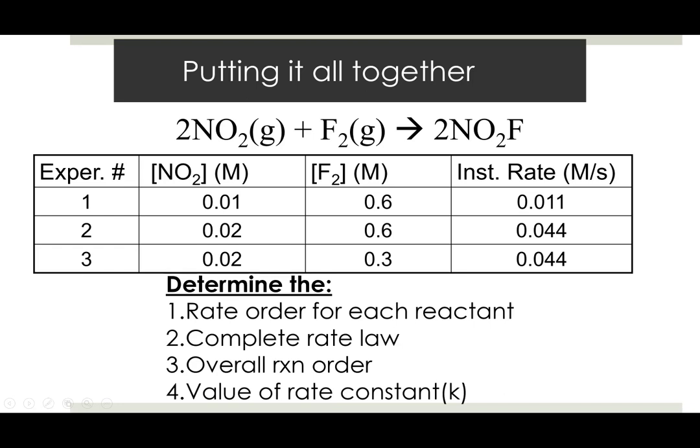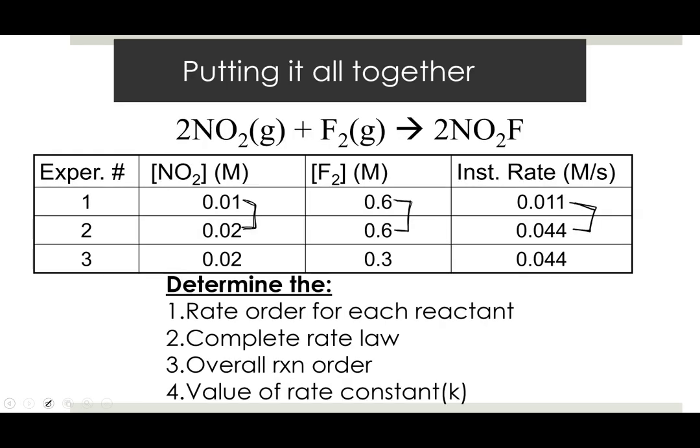So the first one I'm going to do is NO2. So I need to find 2 trials where NO2 changes, but the other reactant stays the same. And look at that, trial 1 and trial 2 are perfect for us. So F2 stays the same. We change NO2, so those are the trials we're going to look at. And again, I always put the bigger number on the top just because it gives me whole numbers rather than fractions. But if you flip-flop them, it'll still get you to the same answer.